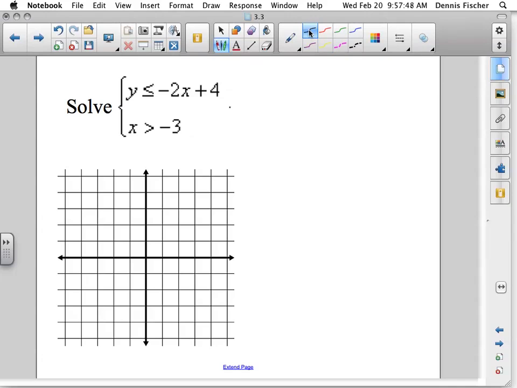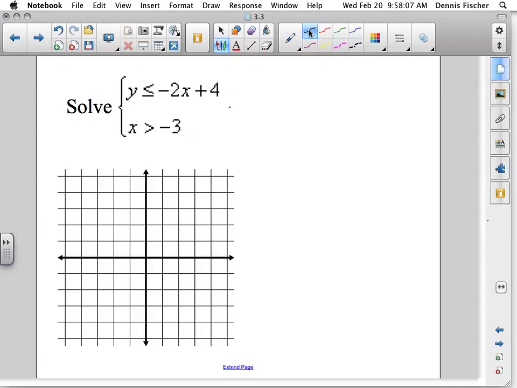So here's my first problem now. The first one, I always go through and start making notes to myself. On the top equation, we've got a less than or equal to. What do you think? Solid or dotted? Solid line. It's going to be a solid line. The bottom one is just a greater than, so it's going to be a dotted line. I kind of put no, so I make sure I remember that.